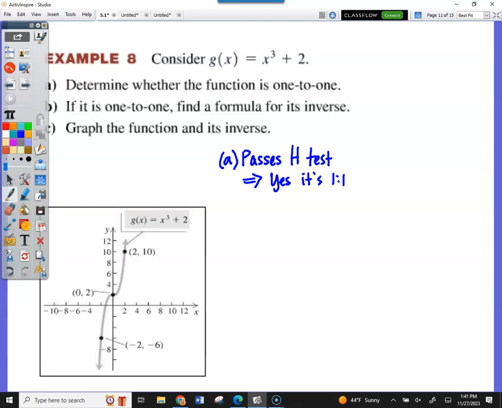Since it is 1 to 1, that means you can find its inverse. This would be where you take X and Y and you do what with them? Switcheroo. Switch them and then solve for Y. I'm going to go ahead and say that this is Y. So I'm going to go ahead and switch them so I have less writing.